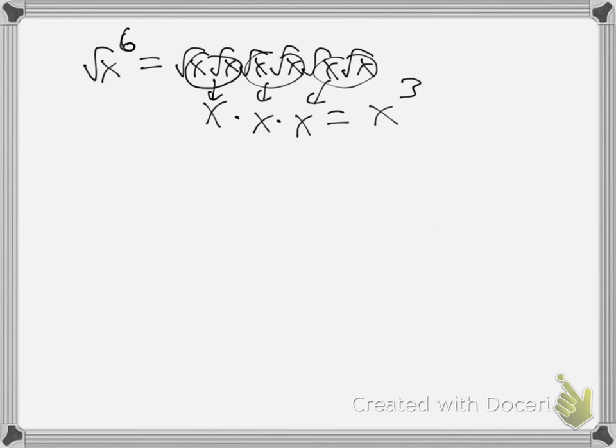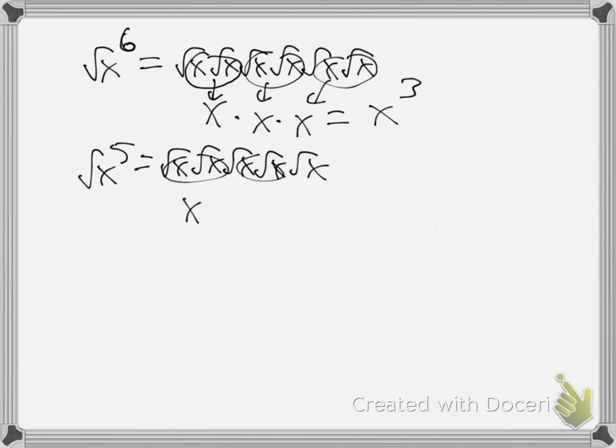Is that good? And then when we do root x to the 5th, let's just do them all right now. It'll be 5 root x's, so again, 2 in, 1 out, 2 in, 1 out, and the last one just has to stay in, so that'll be x squared root x for x to the 5th. Get the idea? So every 2 in, send 1 out. That's the idea with roots. That's what roots always do. 2-for-1 deal at Target. 2 in, 1 out.